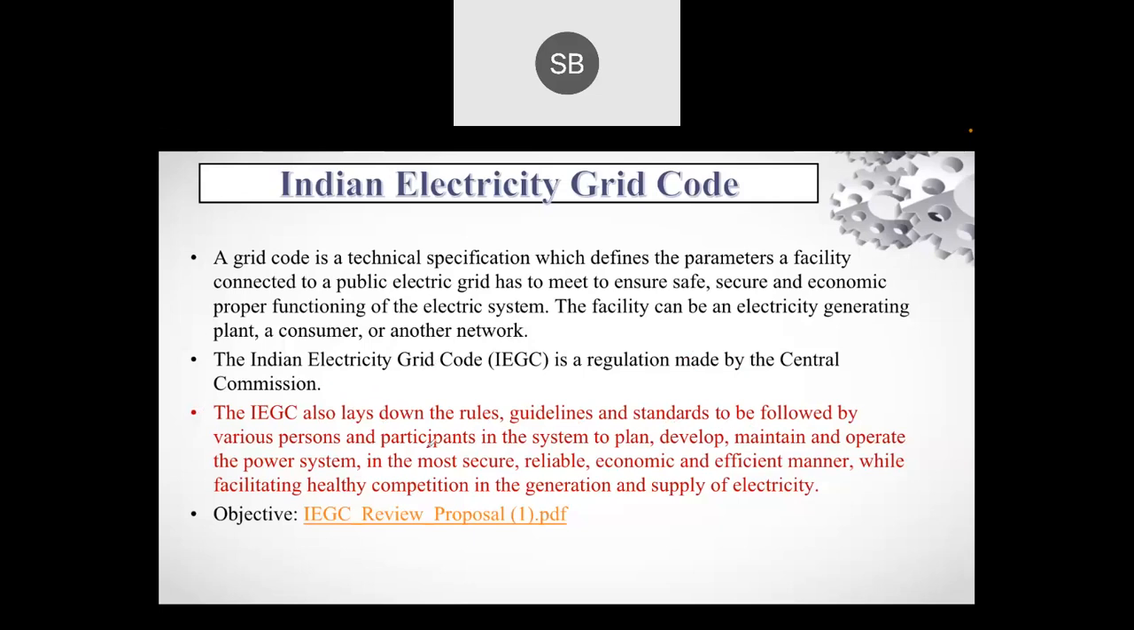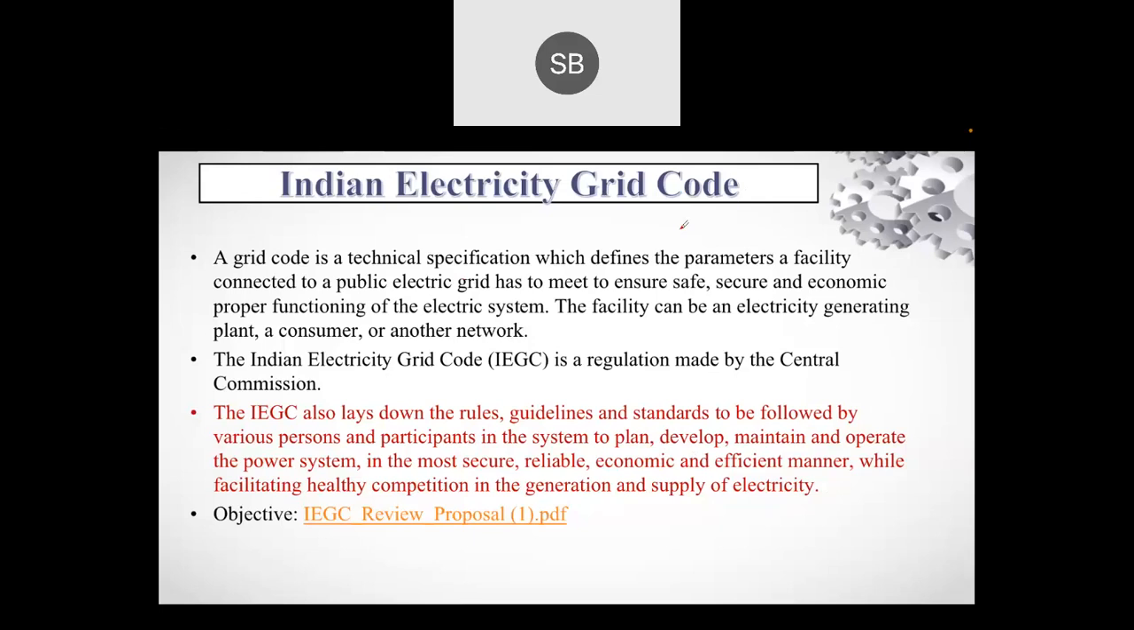The main objective of this Indian electricity grid code is to lay down the rules, guidelines, and standards to be followed by the various persons and participants in the system to plan, develop, maintain, and operate the power system in the most secure, reliable, economic, and efficient manner, while facilitating healthy competition in the generation and supply of electricity. So all those rules, procedures, and standard dimensions of the standard devices have been mentioned inside the Indian electricity grid code.